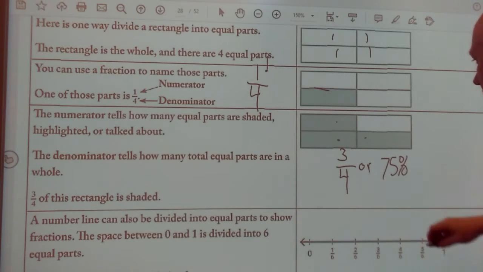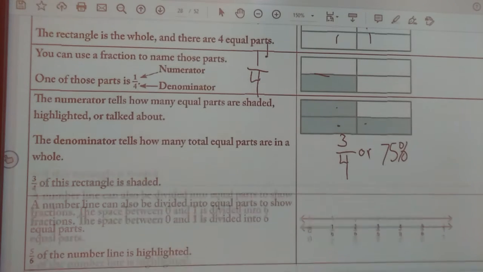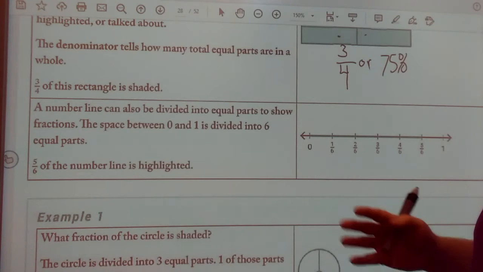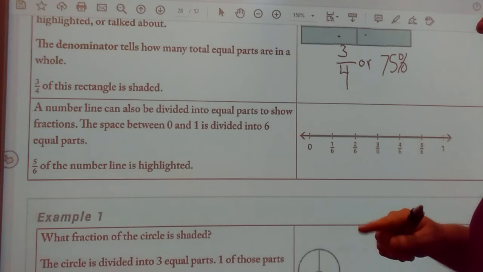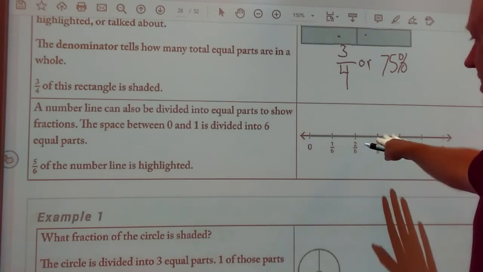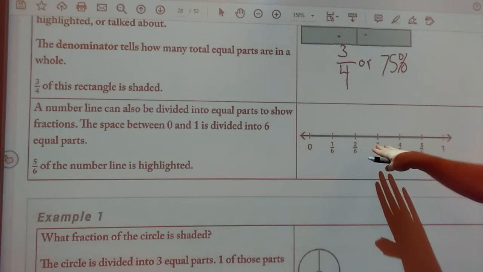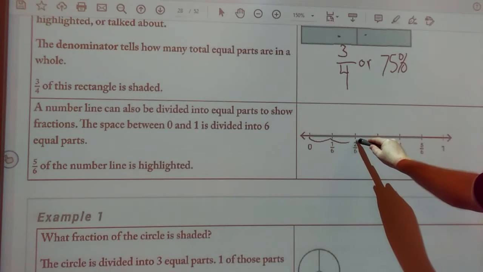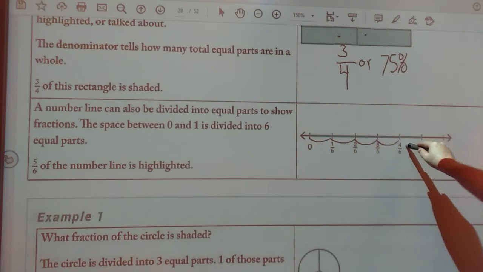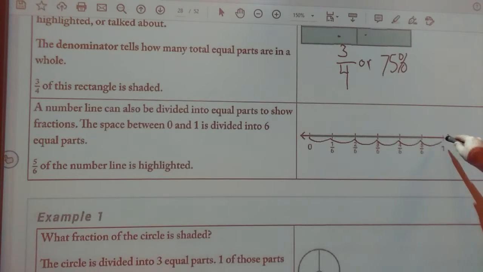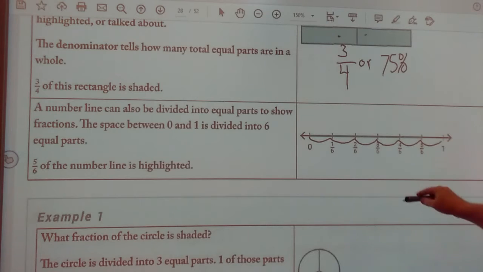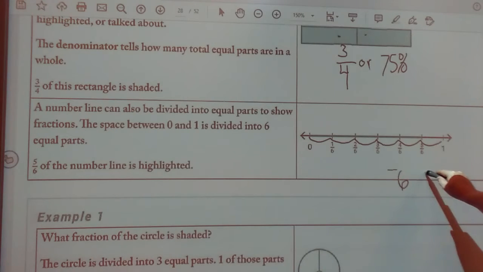Okay. Now, number lines can also be divided into equal parts to show fractions. The space between 0 and 1 of this particular line is divided into 6 equal parts. We start with 0, okay, so it'll be 1, 2, 3, 4, 5, 6. So there are 6 equal spaces. So my bottom number is going to be 6.